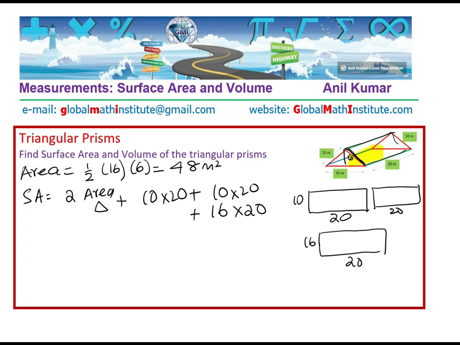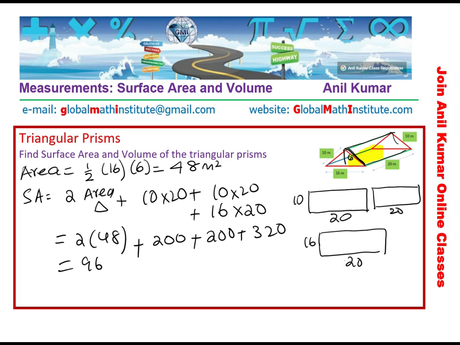Perfect. Now you can write down 2 times 48 plus we have got 200 plus 200 plus 320. Add them up and write down your answer, correct? So 96 plus 720, which is equal to 816 meter cube. Is it making sense to you?